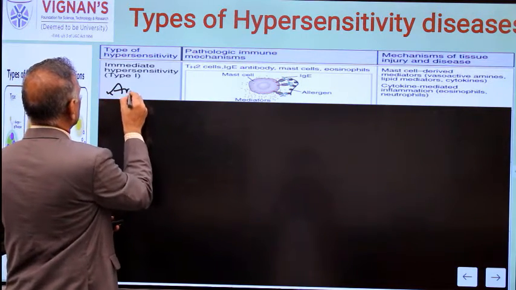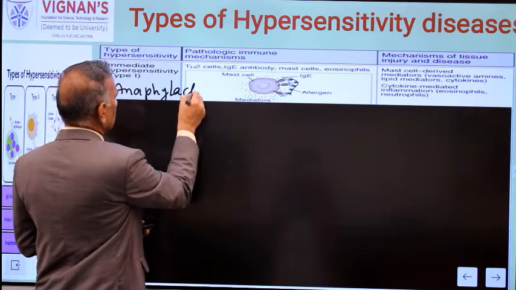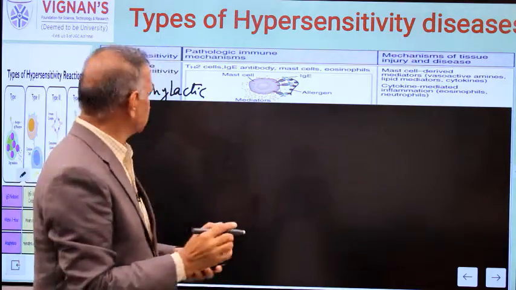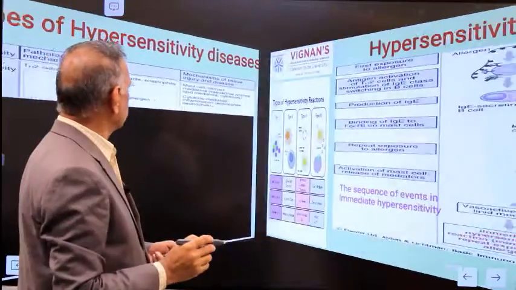This ultimately causes a particular disorder that is called anaphylaxis. Anaphylactic means sudden immediate allergic reactions or sneezing. So now we'll go to the type 2 reactions.